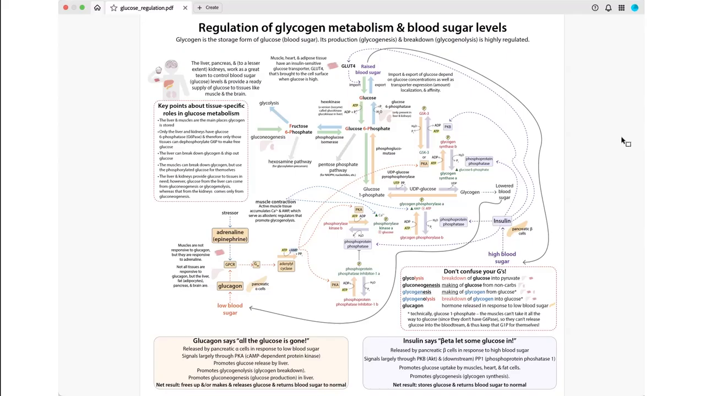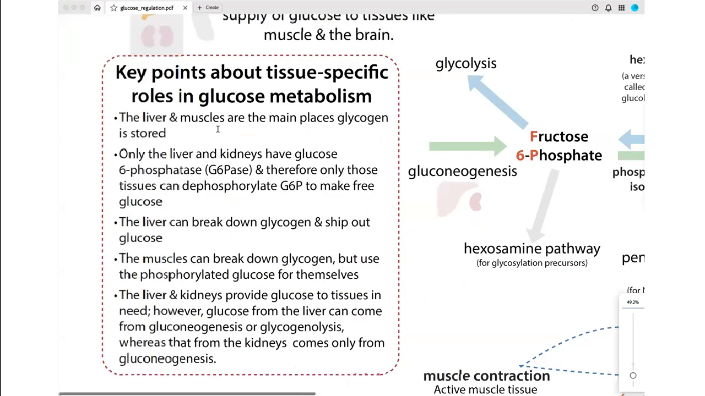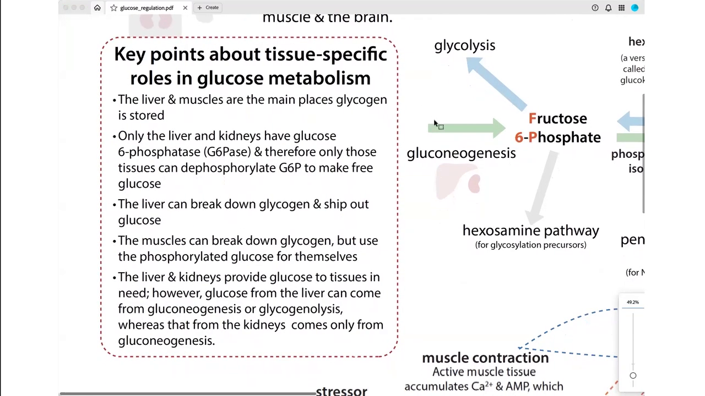But instead of storing glucose as individual glucose units, our bodies link them all up into glycogen and store it as glycogen. Now, this isn't in all of your tissues. So basically your liver and your muscles are the main places that glycogen is stored, but they're not the only tissues that need glucose.